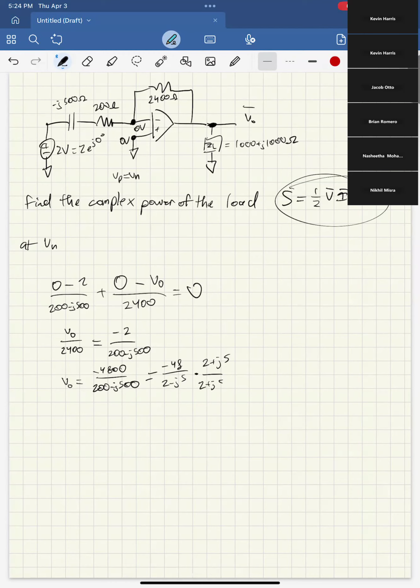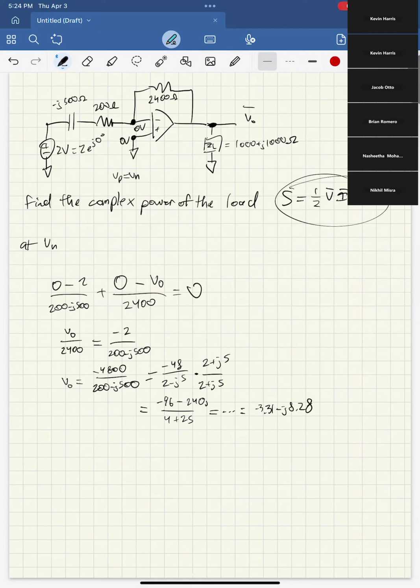So we do this, and then this is negative 96 minus 240J over 4 plus 25, which gets us negative 3.31 minus J 8.28. You can do that math.